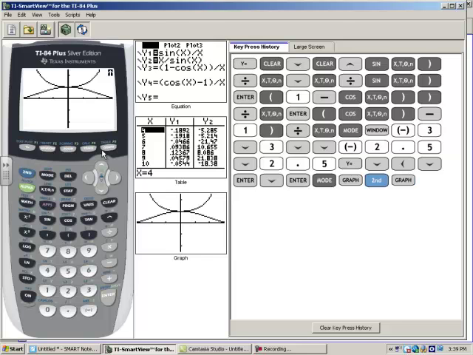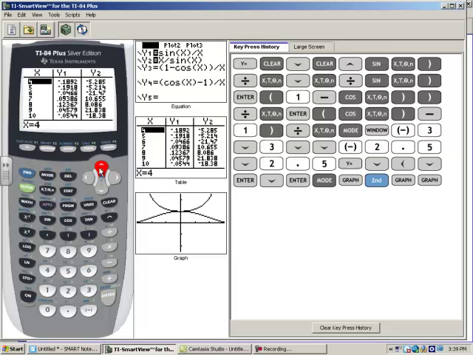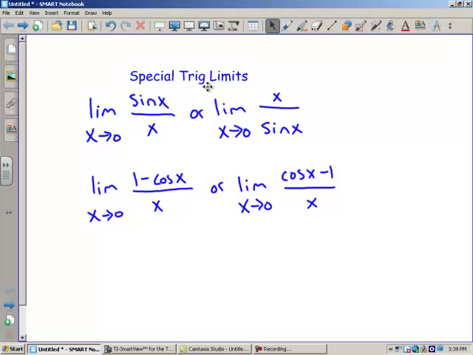And if we go to the table, however, we can see that at 0, we've got an error. That's because if we plug in 0 for x, we're going to get 0 over 0, which we know is that word indeterminate, which means there's things to do. And you've learned algebra and other stuff, but here these are just special trig limits that there's not really algebra to show. So you just have to know that both of these are equal to 1.